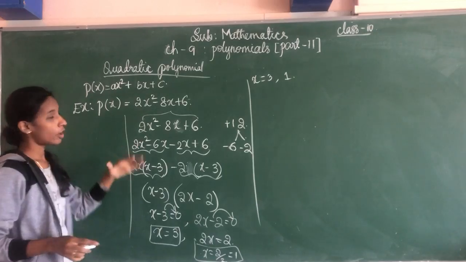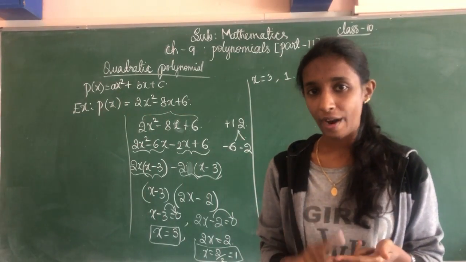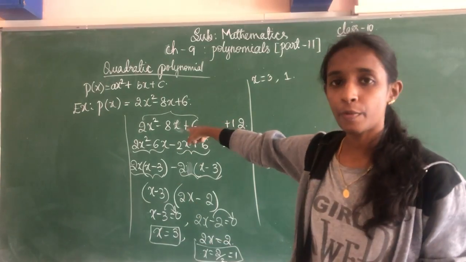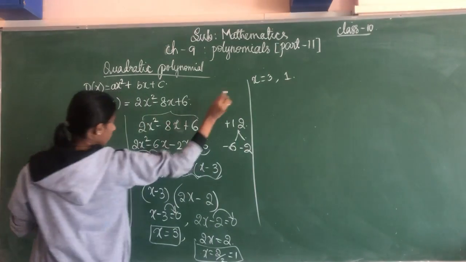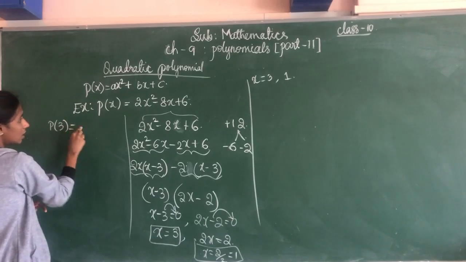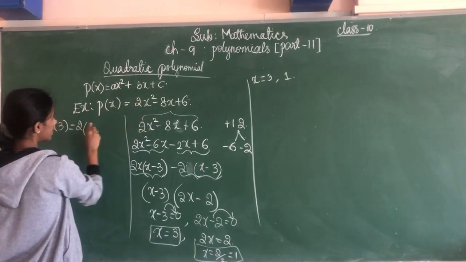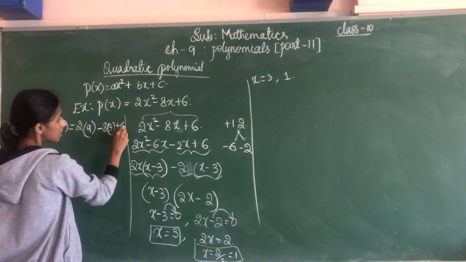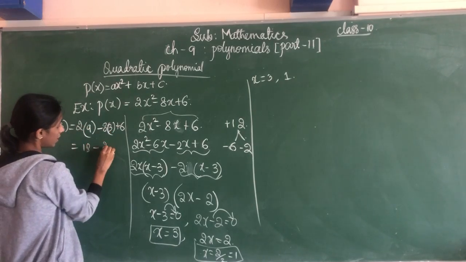You already know that for a linear polynomial, the number of zeros is 1. For quadratic, it is 2, and for cubic, it is 3. So, this is a quadratic polynomial, and you have got two zeros of the polynomial. First, I will take the value of x as 3 and substitute here. So, p of 3 is equal to 2 into 3 square, which is 9, minus 8 into 3 plus 6. 9 into 2 is 18, minus 8 times 3 is 24, plus 6.